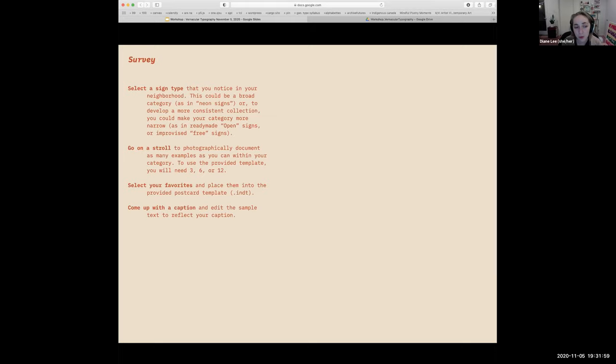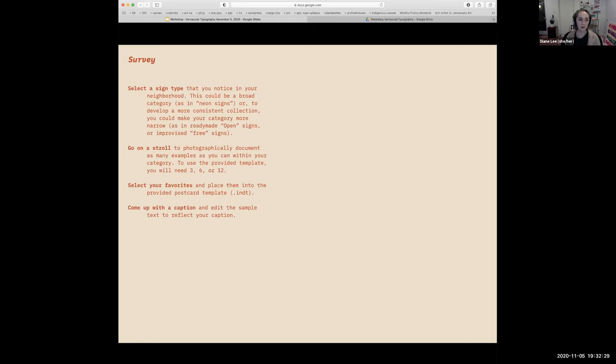This also involves going on a stroll to photographically document as many examples as you can within your category. And I find that as soon as I start looking, they become so easy to spot. And sometimes if you're just looking for signs, it feels like they almost present themselves to you.